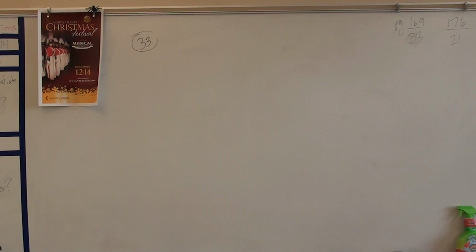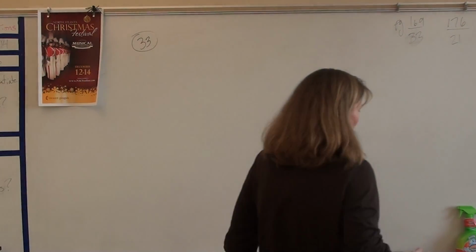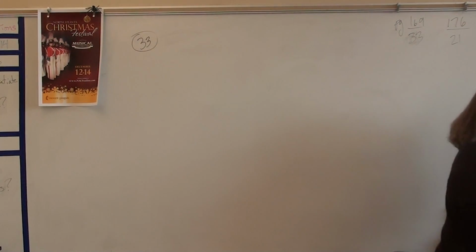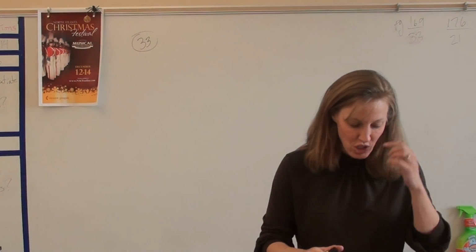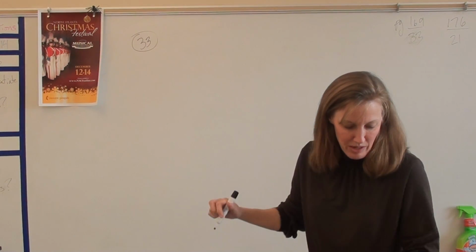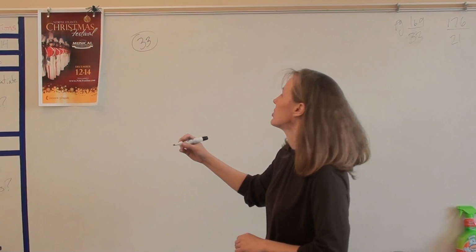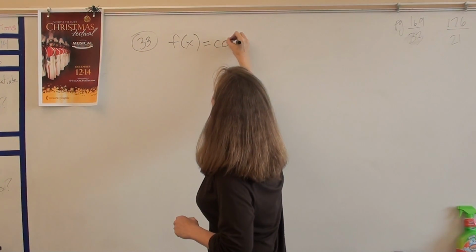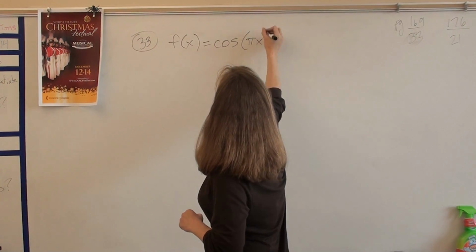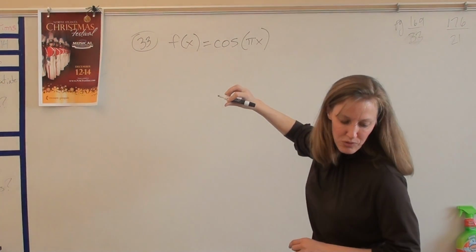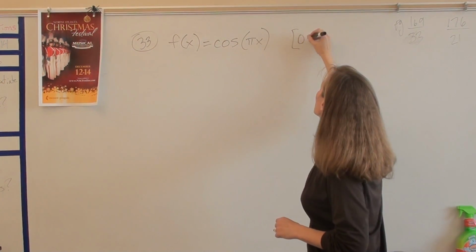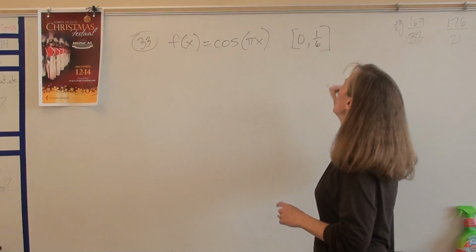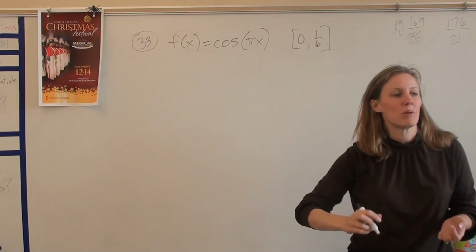On task. Okay, so this is November 20th. We are going over questions related to curve sketching with trig. We're starting with number 33 in section 3.1, which says that f of x equals the cosine of pi x on the interval from 0 to 1/6. And we're asked for the absolute extrema.